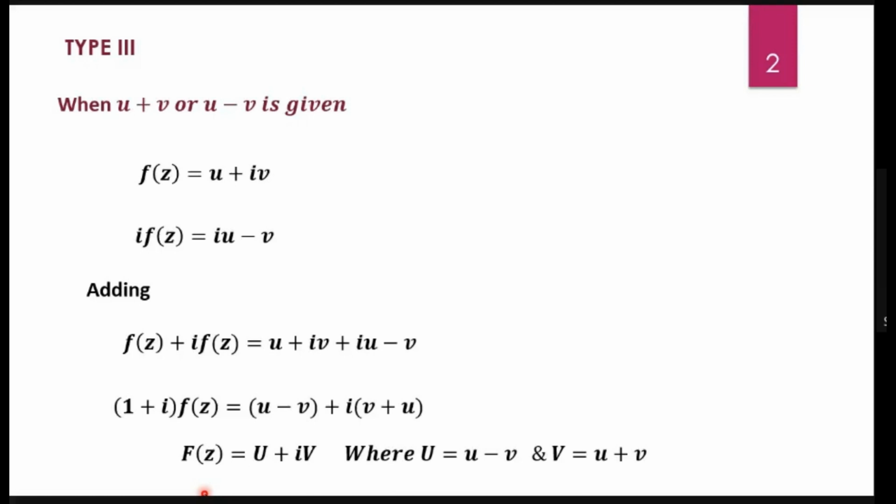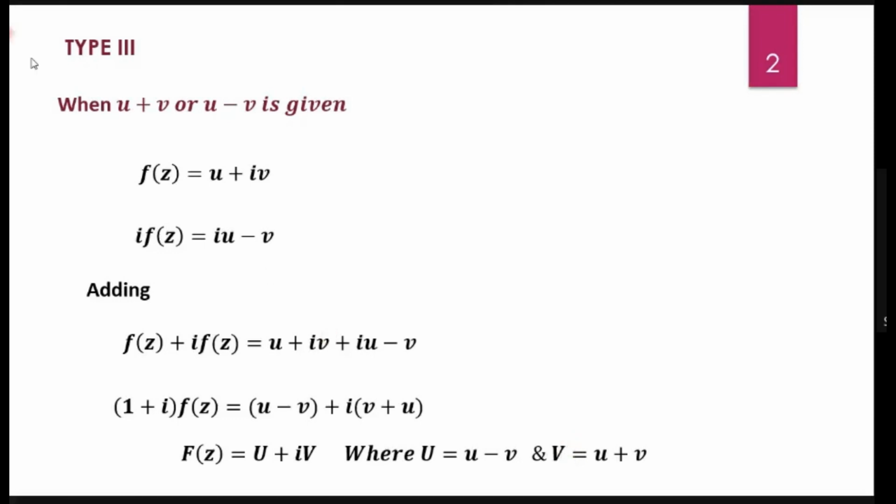Now, depending upon what is given, if u plus v is given in the problem, which means that capital V is given. And if capital V is given, calculate Vx, Vy, substitute in f dash of z, put x is equal to z, y equal to 0. Everything is the same procedure.